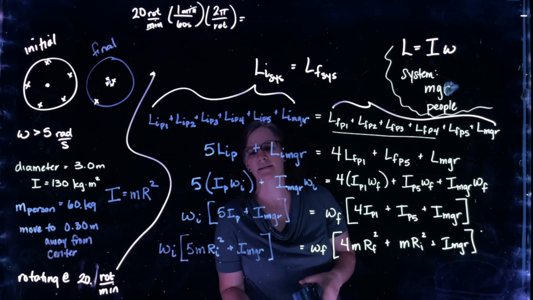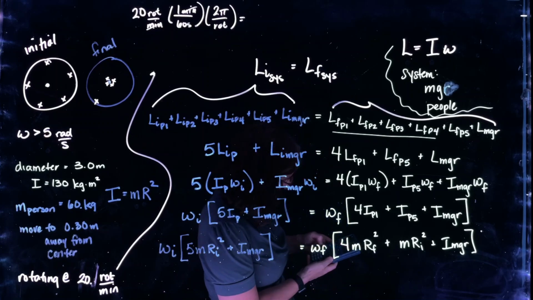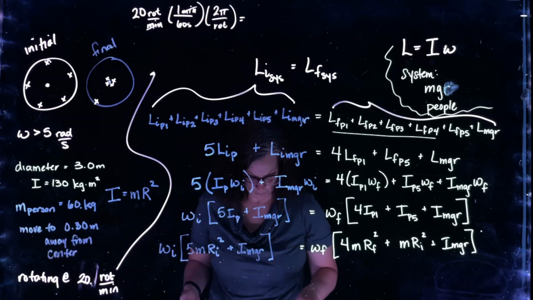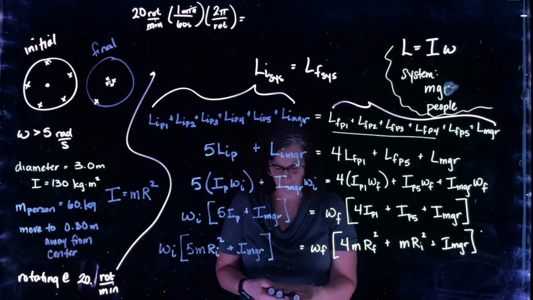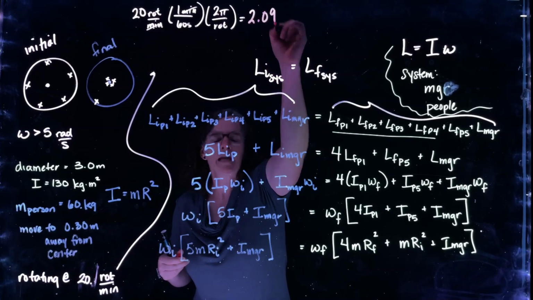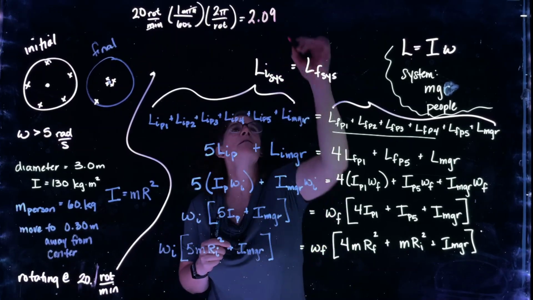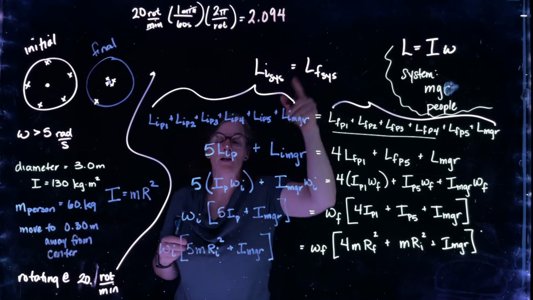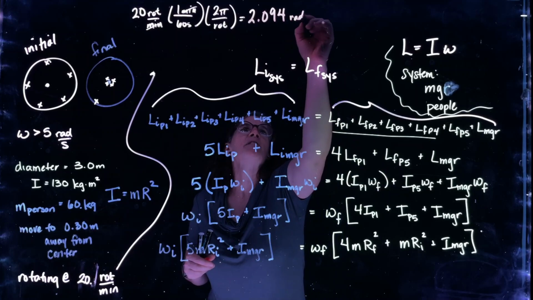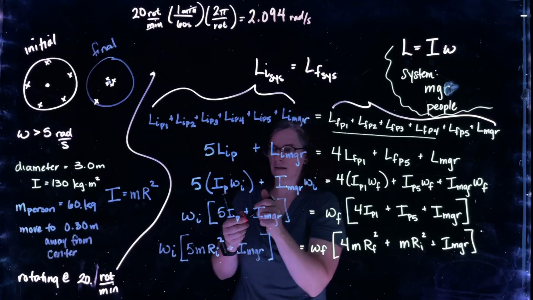Oh, divided by 60. I'm like, that doesn't make sense. Divided by 60. Oof, that wasn't working out. 2.09. Well, that's where my 2 came from. This is equal to 2.094. We're going to keep some units there because we don't want to round too early. Radians per second. All right, so that's my initial speed.